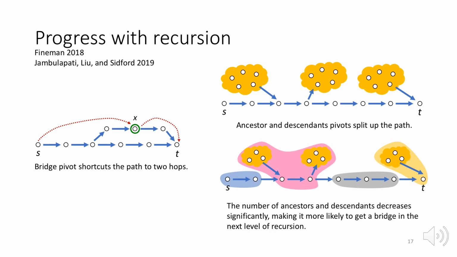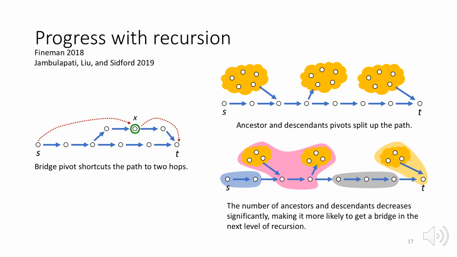Both the Feynman 2018 paper and the Jambulapati, Liu, and Sidford 2019 paper make progress in two ways. The first case is if the pivot is a bridge. In that case, the pivot will shortcut the path to 2 hops. So the vertex x, which is circled in green, searches forwards and reaches t, and adds a shortcut from x to t. It also searches backwards and reaches s, and so a shortcut is added from s to x. And now the path is just 2 hops, and it's basically done.